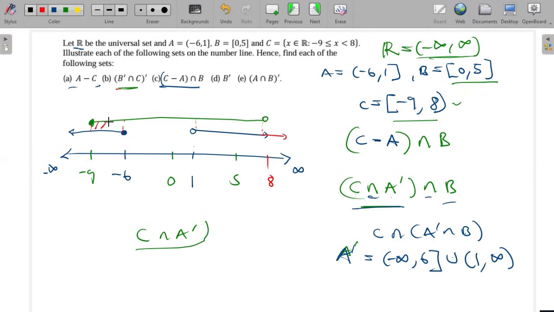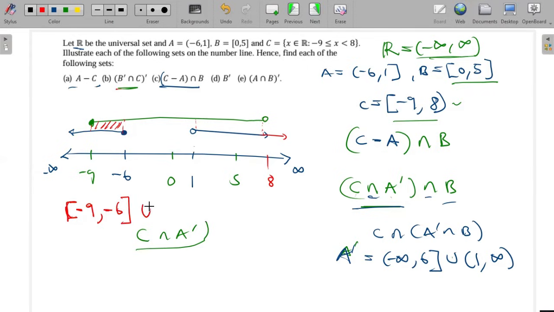So the first part, this part here, what is that? So there we're going to say that at negative 9, it is closed. So negative 9 will be part of that set. And then here at negative 6, it's closed also. And this negative 6 is in what? It is in this green set. And this green set, we say that is the set C. So it's in C and it's in A complement. So it's going to be part of the intersection like that.